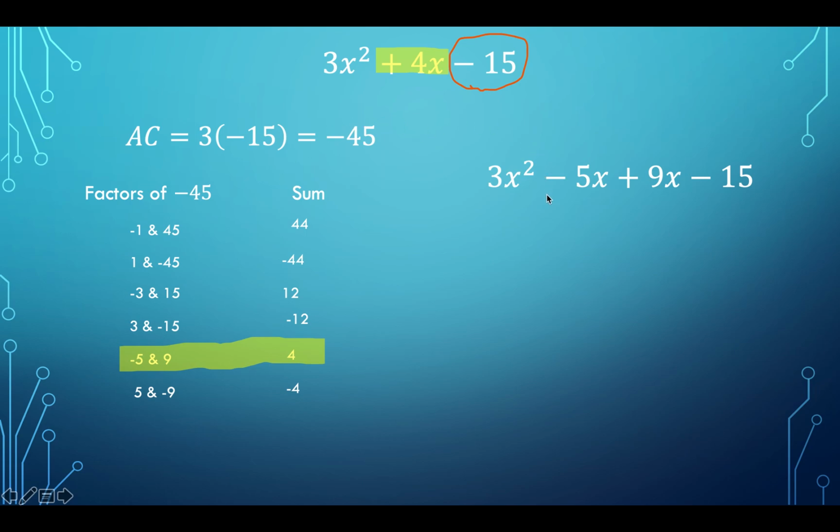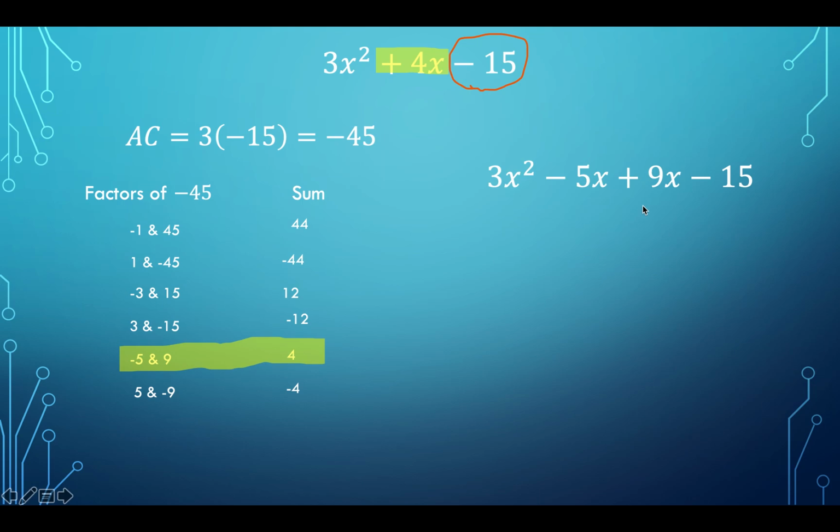So what we do now is rewrite the whole original problem. Instead of using positive 4x, we're now going to use the factors that give us positive 4, and those factors are negative 5 and positive 9. So we just rewrite it using the factors, because negative 5 plus 9 will give us 4. So now we rewrite the problem as 3x squared minus 5x plus 9x minus 15.